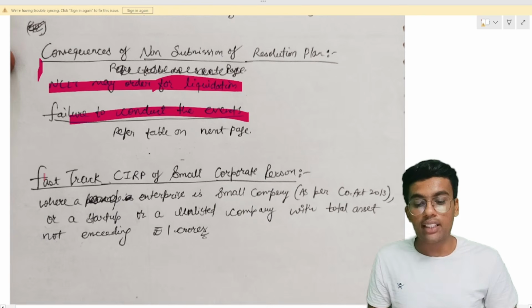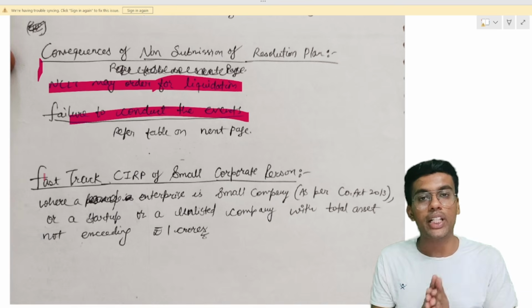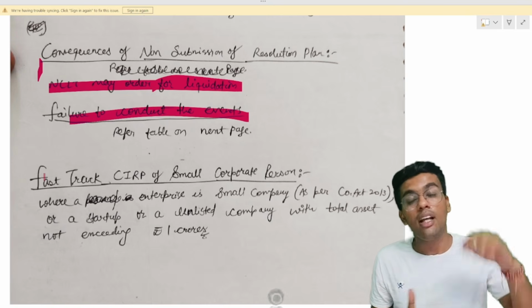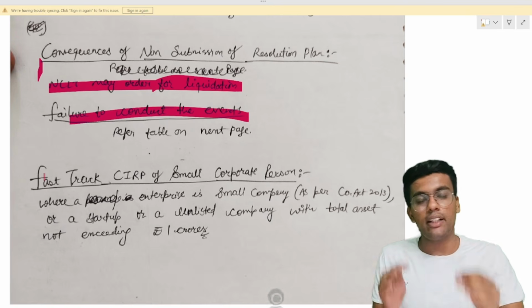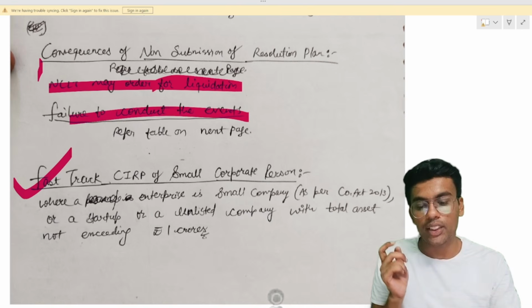Now, the last point is fast-track CIRP for small corporate companies. In the old syllabus, a lot of content was given with respect to the fast-track corporate insolvency resolution process and the pre-packaged insolvency resolution process. But in the SPOM, all those provisions have been removed. Only this one-liner provision has been kept.